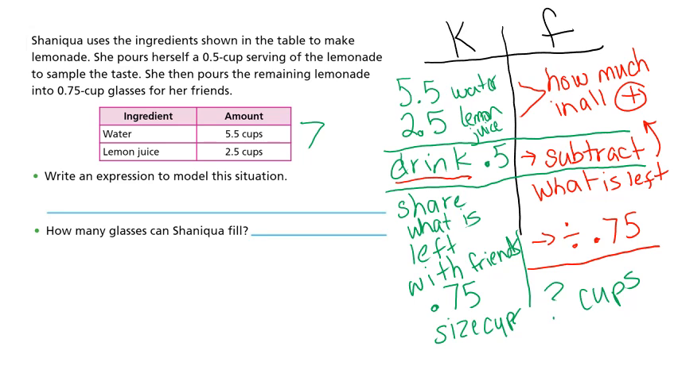We can do this. So step 1 is going to be to think about what's actually going on. And this is going to involve order of operations. So when I use order of operations, I'm going to use my parentheses. What's going on first? Well, I've got 5 5/10 cups of water plus 2 5/10 cups of lemon juice. I add those together. And then she drinks 5/10 of a cup. So I've got this amount left over.